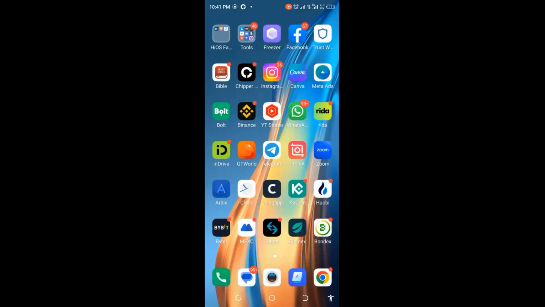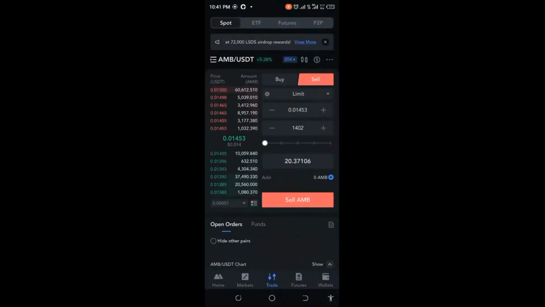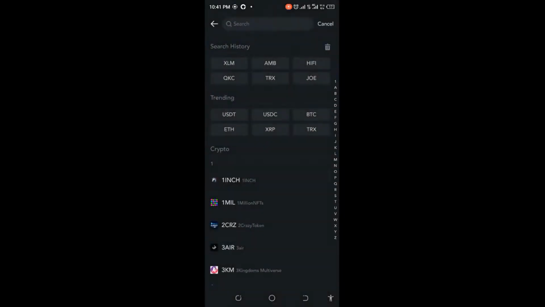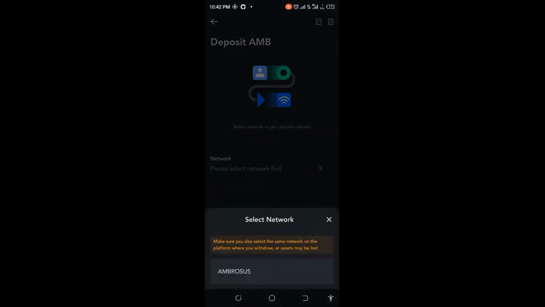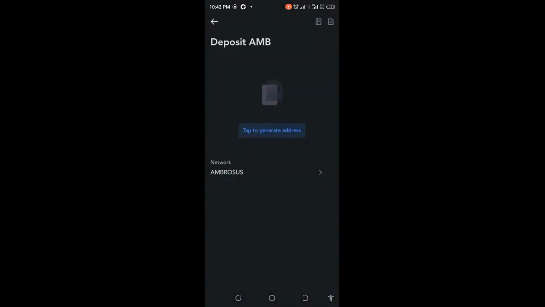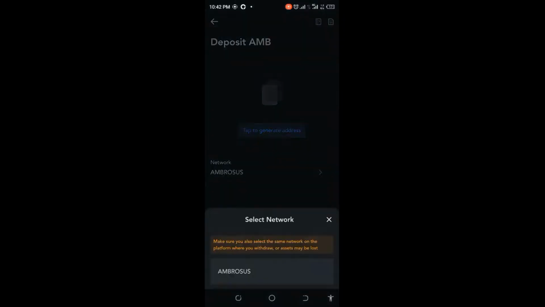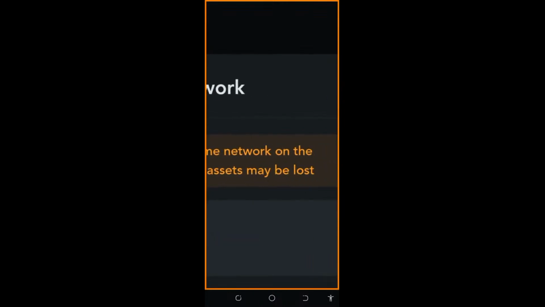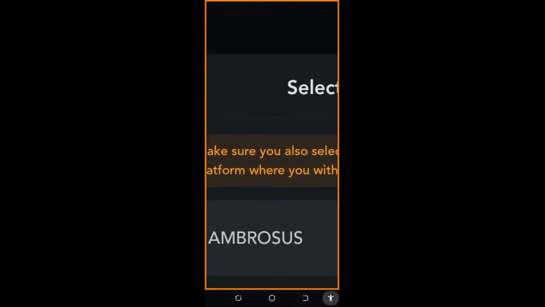For us to do that, we just need to get the deposit address from MEXC here. So we're depositing AMB. The name is Ambrosus. Okay, interesting. I just need to make sure that everything is the same. He said we should make sure that you also select the same network. Let me check. Am I doing the same thing? Okay, oh yeah, I did that.